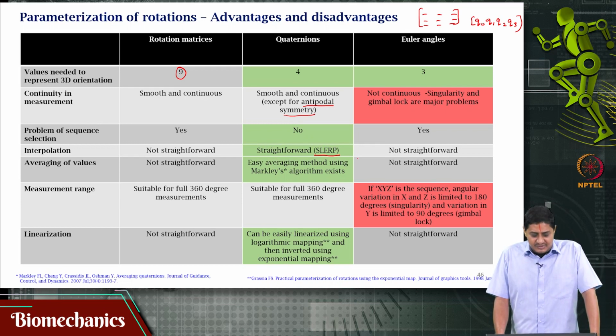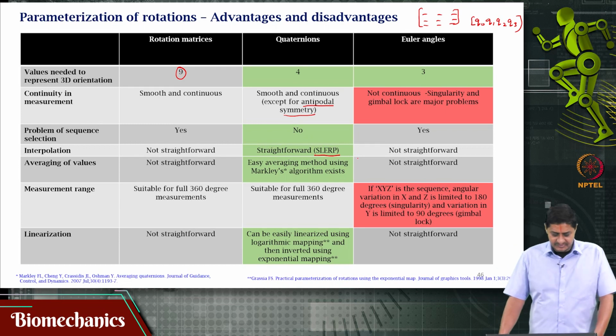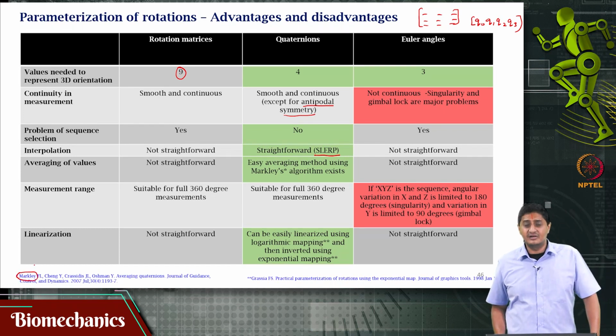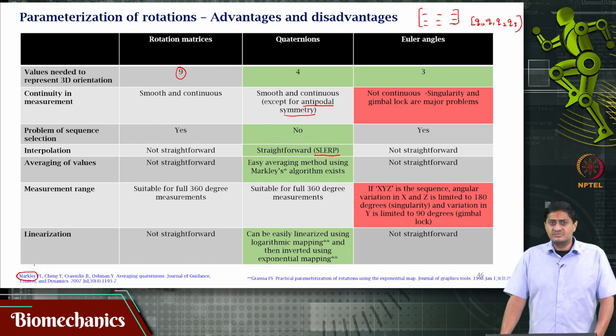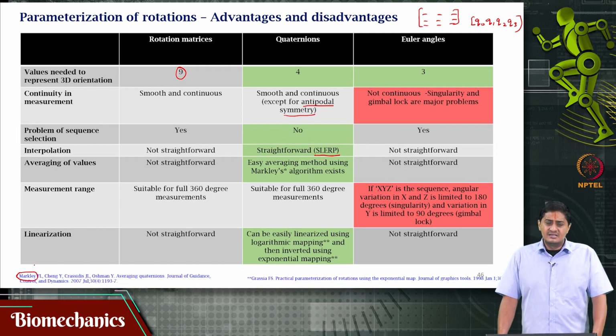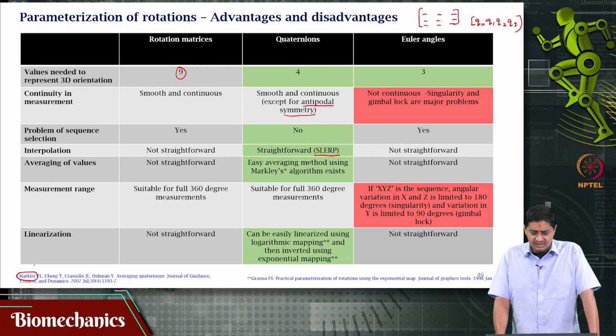How do we average measured values? This averaging of measured values is not a straightforward problem in all three methods, but in quaternions there is a relatively simple averaging method that was developed by Markley. This is called Markley's algorithm. That algorithm is used to average the quaternions. What is this algorithm going to do? It essentially creates an eigenvalue decomposition of the set of all quaternions that you want to average, and the eigenvector corresponding to the highest eigenvalue is the average of this.